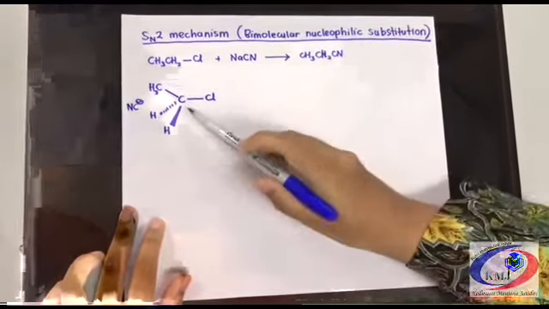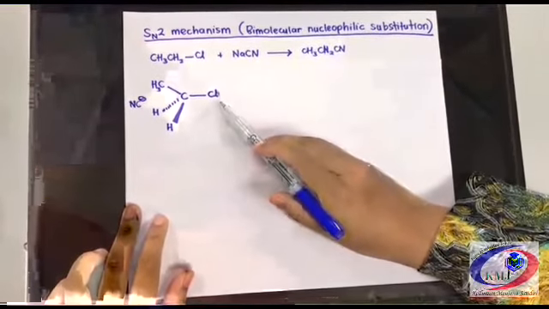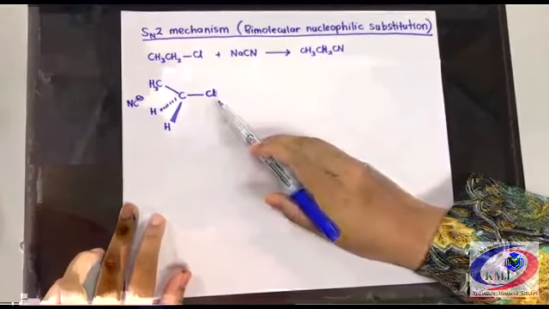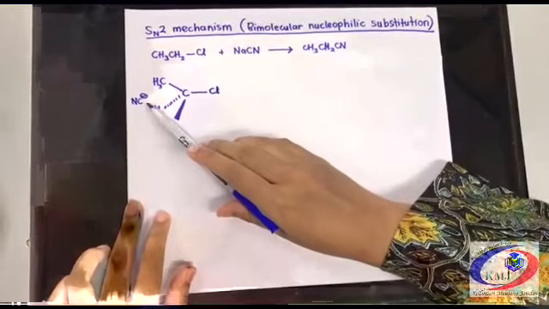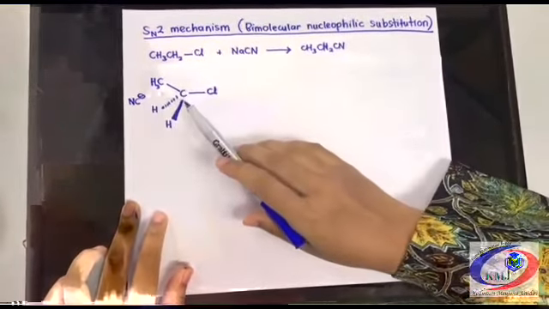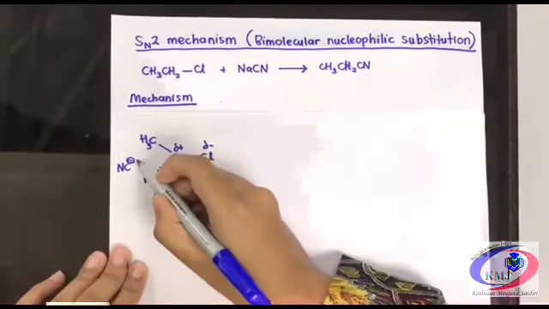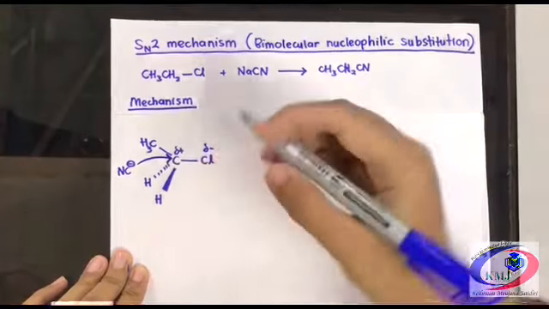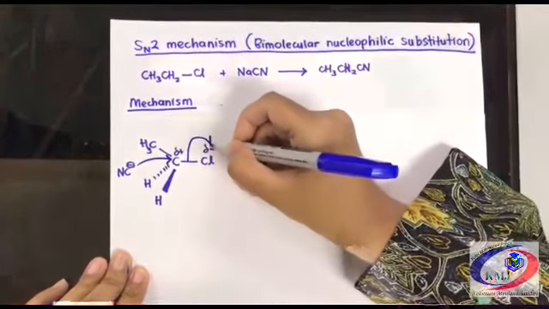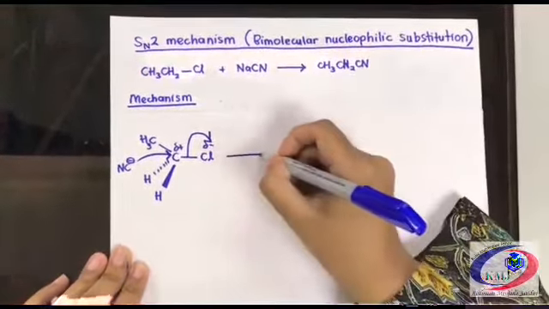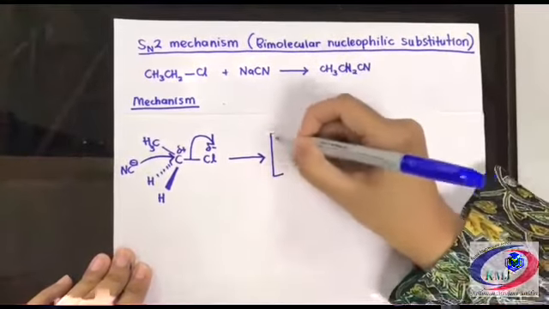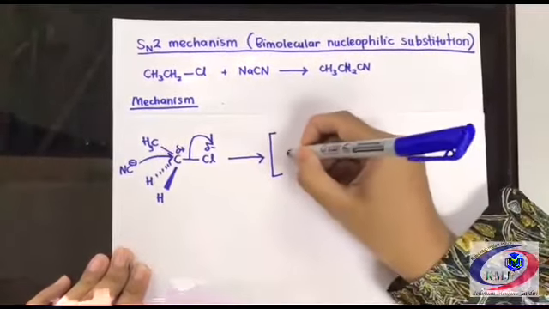Here, we have the carbon bearing the Cl, which will become the electrophilic site. The nucleophile will attack from the opposite side of the halogen. This bond will break and form the intermediate product, which we call the transition state.